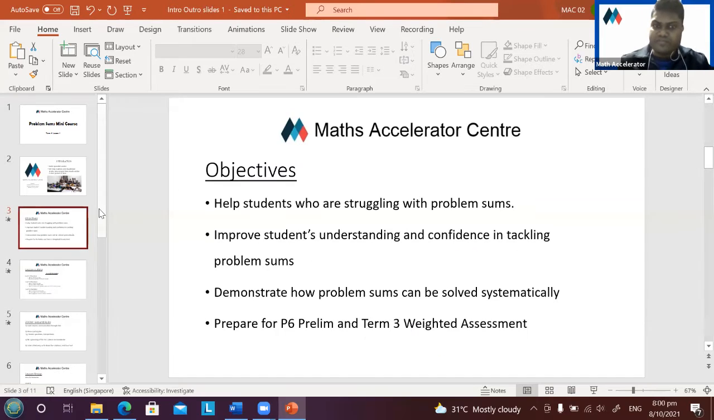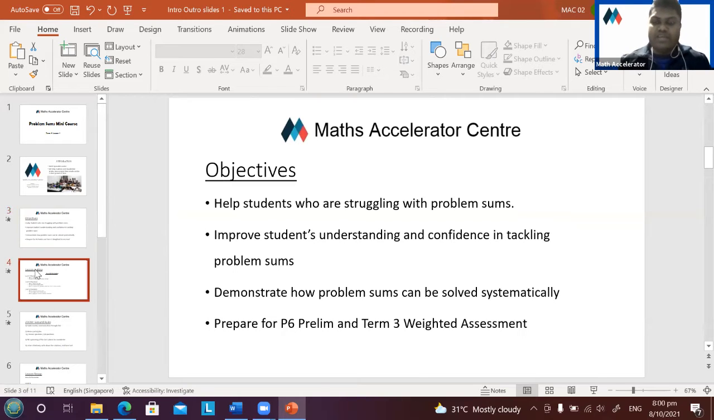So what are our objectives for today's session? To help those of you who are struggling with problem sums to understand how to do it. If you have confidence issues in tackling problem sums, this is the right place for you to start. And then we'll demonstrate to you how to solve problem sums systematically.